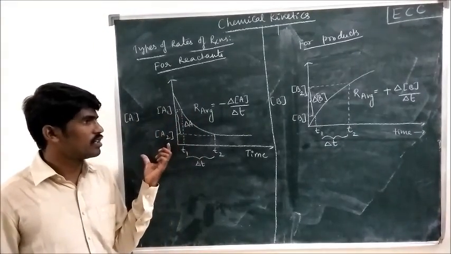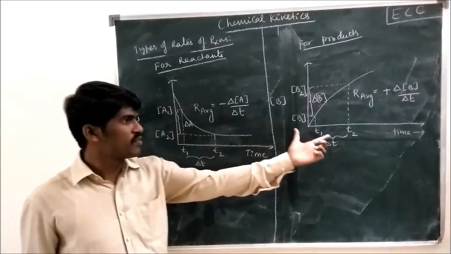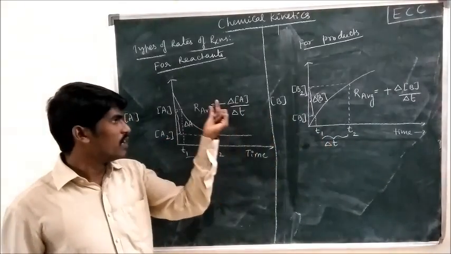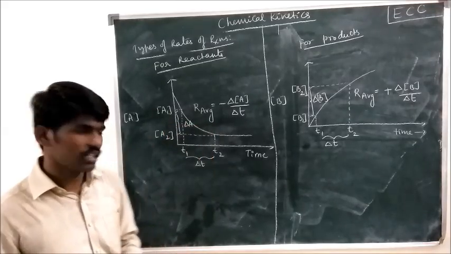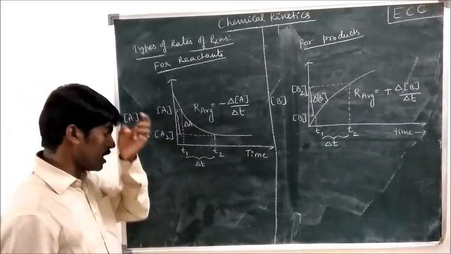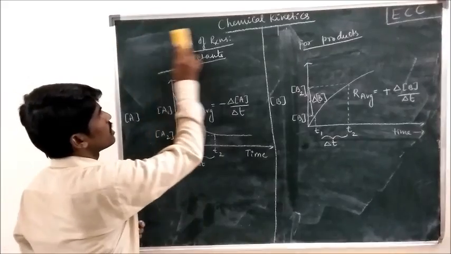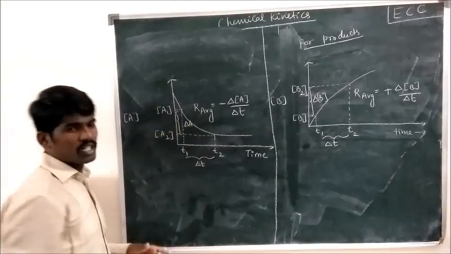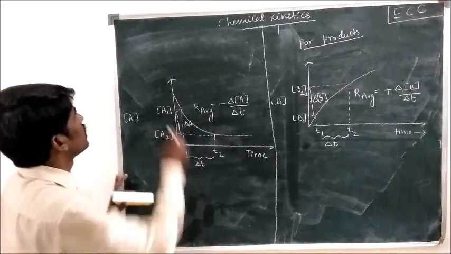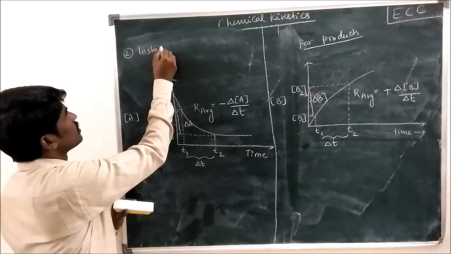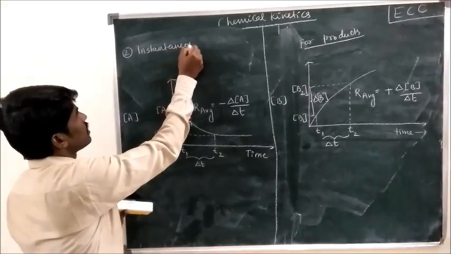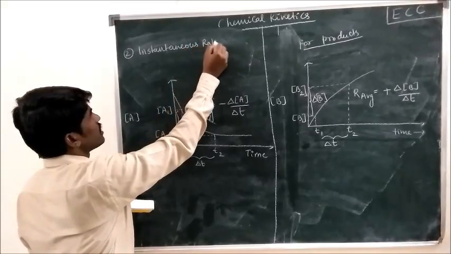This graph is for reactants, this graph is for products. Whenever delta is given, you have to take average rate of reaction. It is the first type of rate of reaction. Hope you understand. Right? Now let's look at the second type of rate of reaction. What is that? Instantaneous rate of reaction.